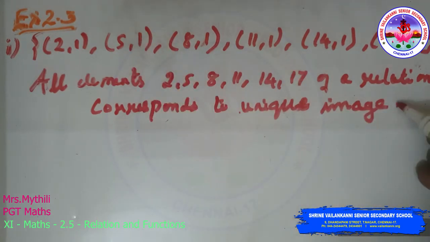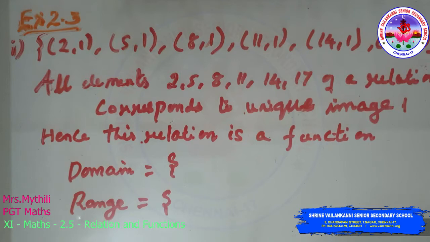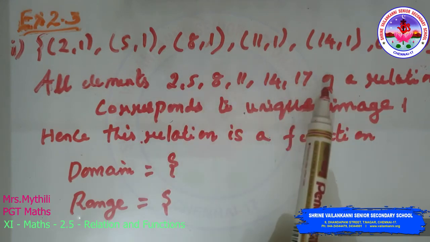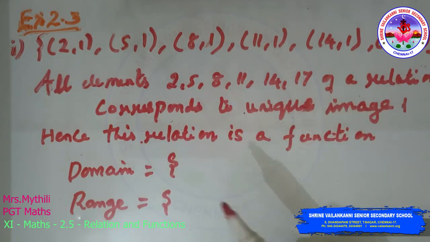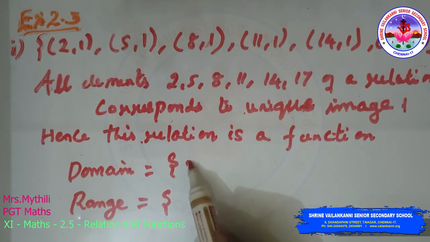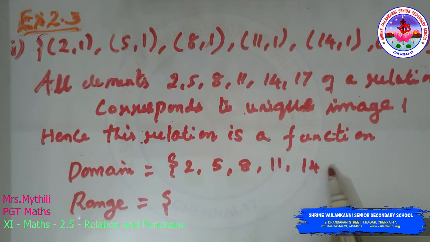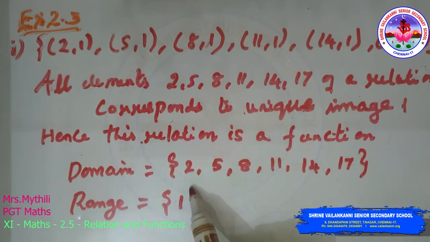1. Hence, this relation is a function. Then we have to write domain and range. Domain is the first element in an ordered pair, and the second element in an ordered pair is the range. So domain is 2, 5, 8, 11, 14, 17. And range is the second element, which is 1.